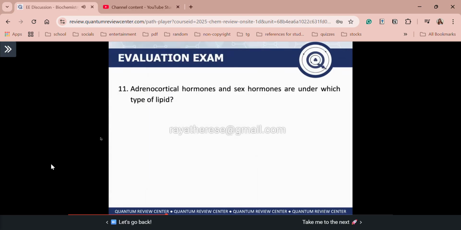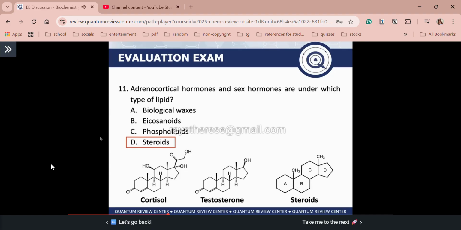Adrenocortical hormones and sex hormones are under which type of lipid? Diba class, your hormones, the common precursor molecule of them, I hope you remember it from your EE, that's actually your steroids. Okay? So again, class, here are the structures of our sex hormones. See, comparing it to your steroids, they are the precursor molecule for our sex hormones. Of course, they are derivatives. Functional groups are attached for the function and properties of sex hormones. Diba, very easy question, number 11.